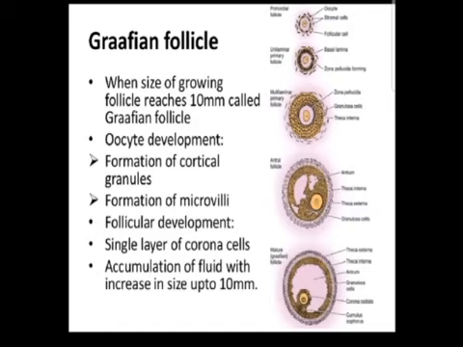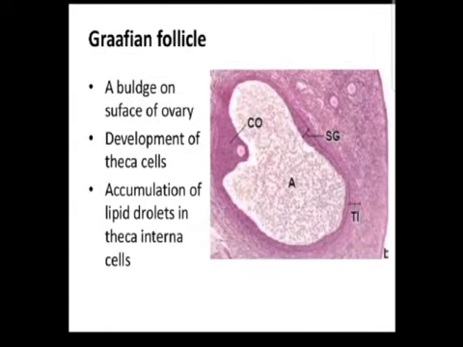Then what about the tertiary follicle, or the Graafian follicle, or the mature follicle? When the size of the growing follicle reaches 10 millimeters, it is called the Graafian follicle. Oocyte development takes place, with formation of cortical granules, formation of microvilli, and follicular development. A bulge on the surface of the ovary develops.